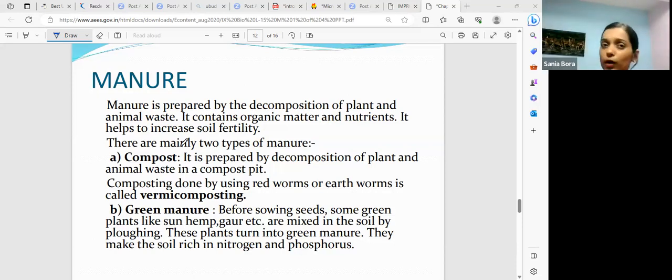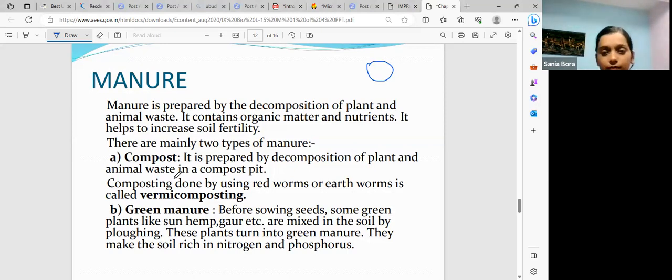So how is compost prepared? It is prepared by decomposition of plant and animal waste in a compost pit. For example, this is a pit. They dig it and make a pit, and all the waste they will keep collecting in that pit. Slowly, by natural process, it will convert into manure. Clear? And that is known as compost.